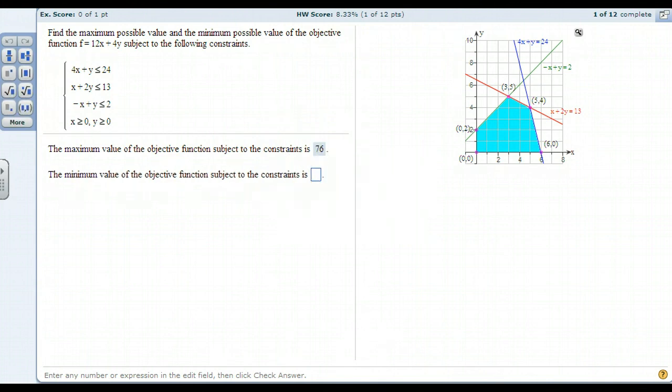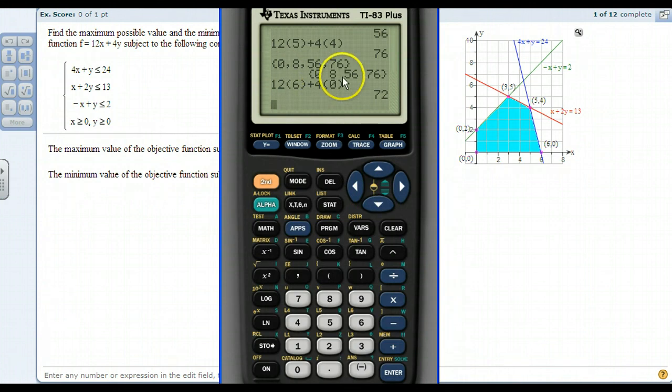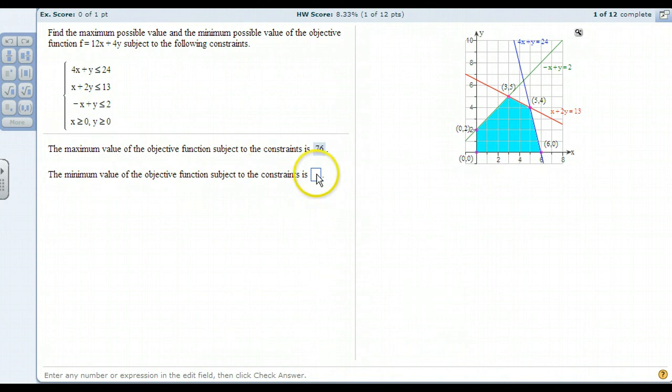Alright, and the minimum value, again, if I look at all these values, 0, 8, 56, 76, 72, 0 is again the lowest. Now 0 won't always be the lowest, just depends on your objective function. Okay, but if it's linear like this, if everything's increasing left to right, then a lot of times that will be the lowest. But you always need to check all 4 of them like that.